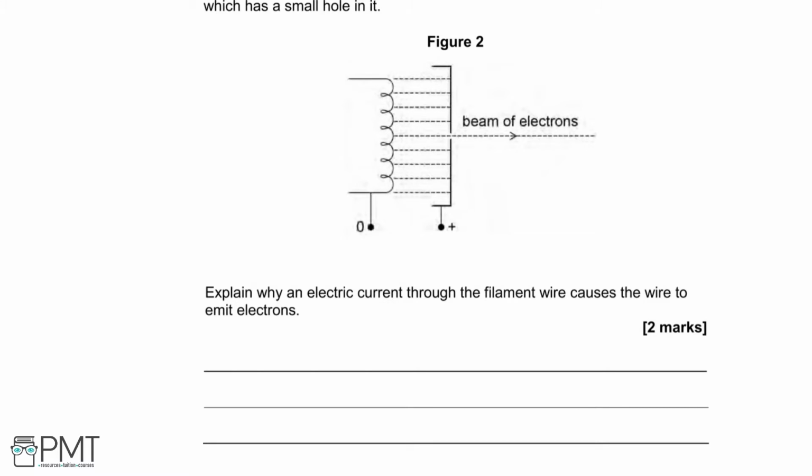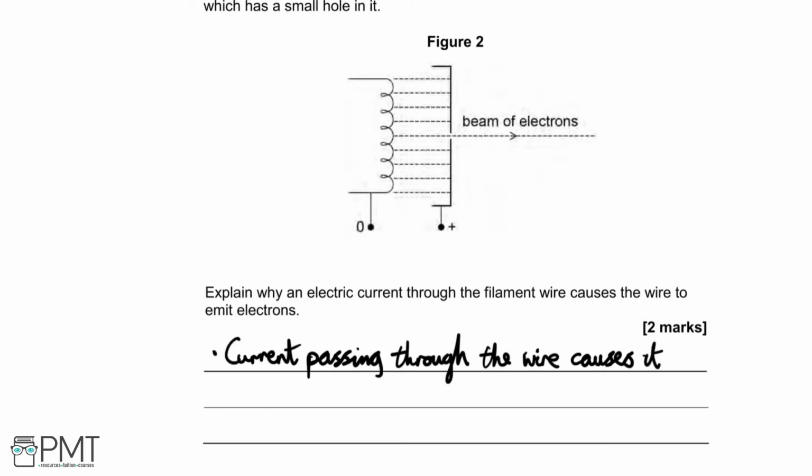Explain why an electric current through the filament wire causes the wire to emit electrons. Now, when we pass current through any wire, it will cause that wire to heat up because the wire has some resistance. And that's going to be our 1st mark.